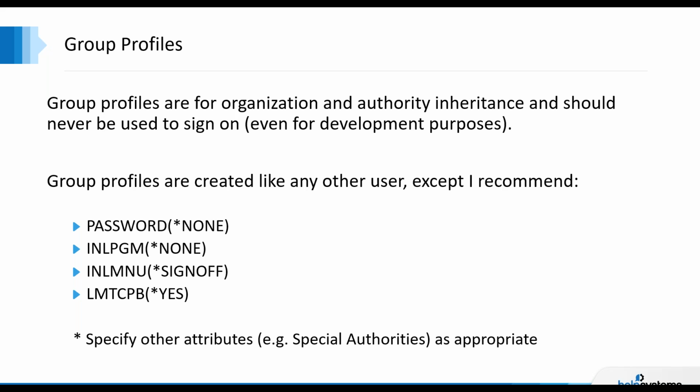Okay, so we create a group profile much like any other. We use the create user profile command, or we can use Navigator to create that. The parameters that I tend to recommend are things like password none, initial program none, initial menu sign off, and limit capability yes. All 4 of these are geared towards preventing the user from being used as a traditional profile. And you may recognize that this looks awfully similar to the profile that we created earlier that was designed to simply own application objects.